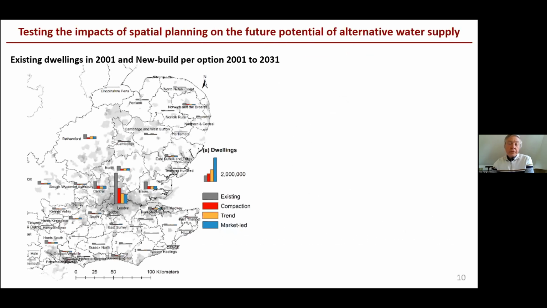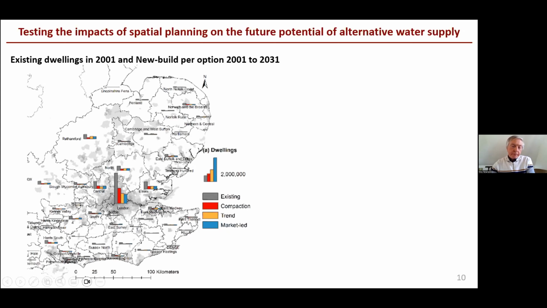So then just move on. This is now an example of how this model was used, and this slide is showing forecasts, because this research was done about 15 years ago now, but we were using the model to forecast over a 30-year period.